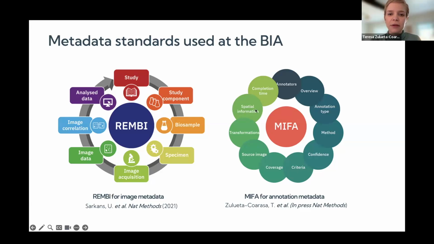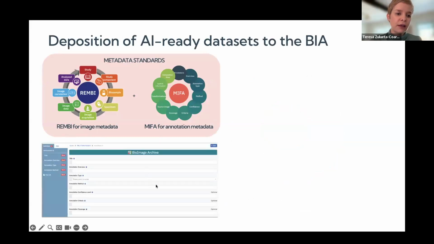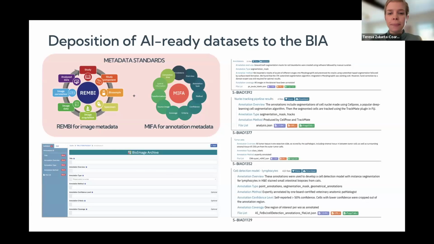And then we have several modules that try to establish a clear relationship between an annotation and the image from which it was derived. So we have implemented both REMBI and MIFA in the bioimage archive. And users can use our user-friendly web form in our submission tool to input all of the necessary metadata for both images and annotations. And in fact, our users now have submitted several data sets with high quality annotations and with all of the information that we need to be able to reuse them.